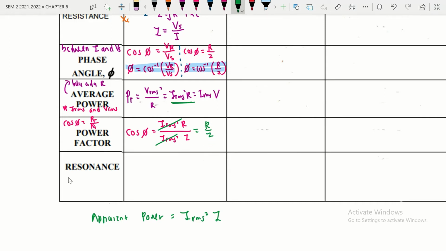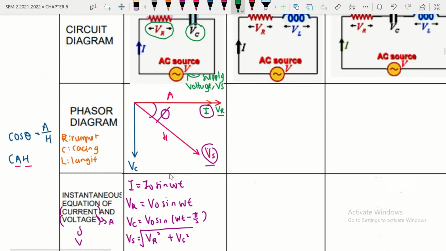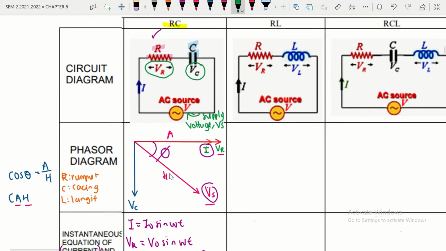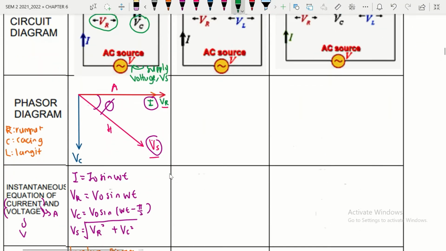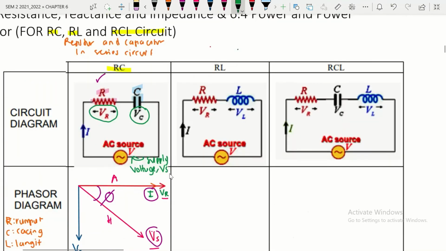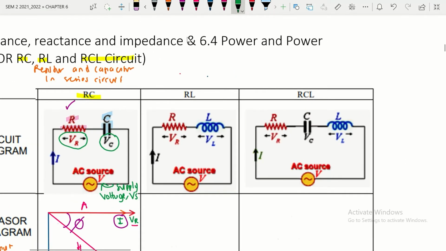Dan untuk resonance, dia cuma akan ada untuk RCL circuit. So untuk RC circuit dia tak ada. Jadi tak ada. Itu sahaja untuk RC circuit. Okay, now let's proceed to RL circuit. Okay, sebab kita dah belajar RC, so RL is going to be very quick. Okay, RL circuit. So bila RL circuit, maksudnya dia adalah resistor and inductor in series circuit.